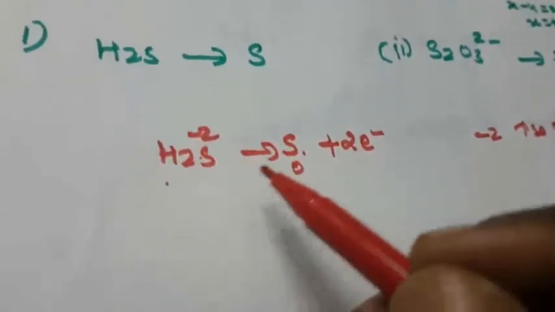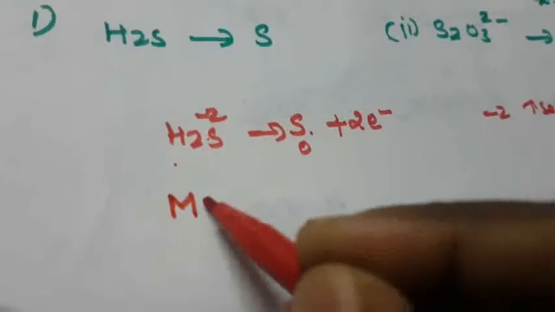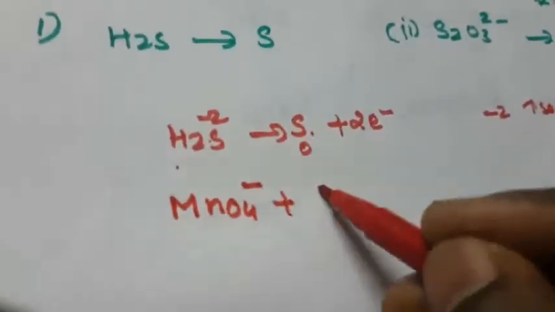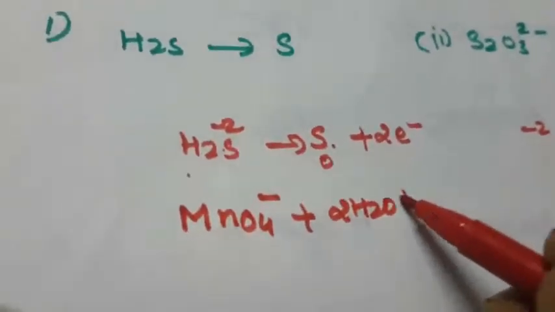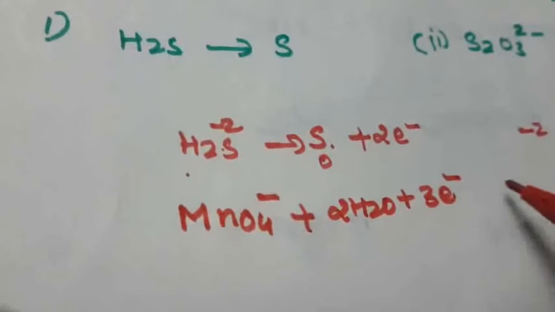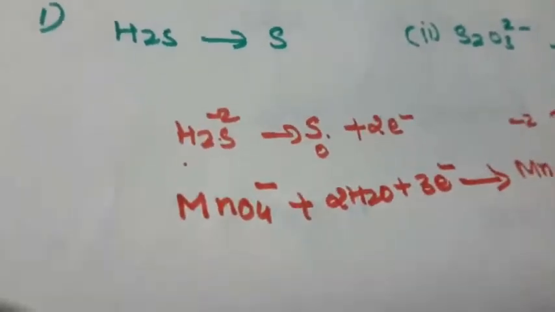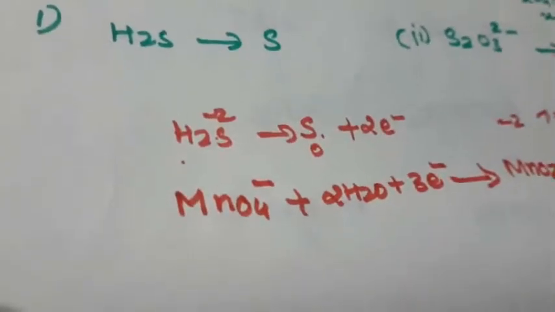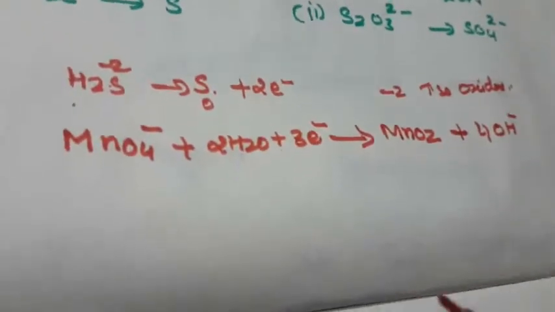Now write the general equation. What is the general equation in the neutral medium? MnO4 minus plus 2H2O plus 3 electrons gives MnO2 plus 4 OH minus. This is the general equation in the neutral medium.